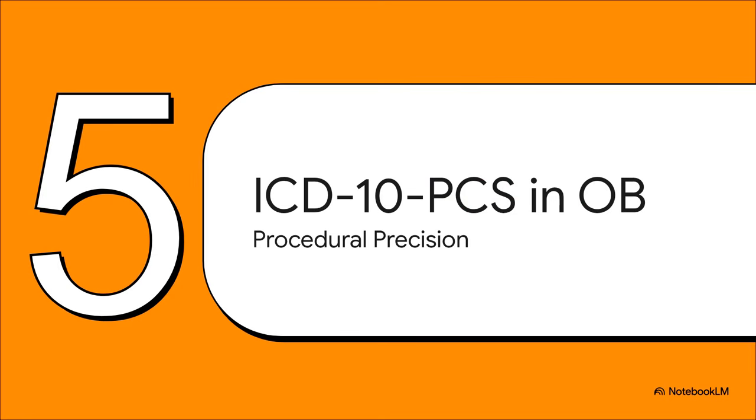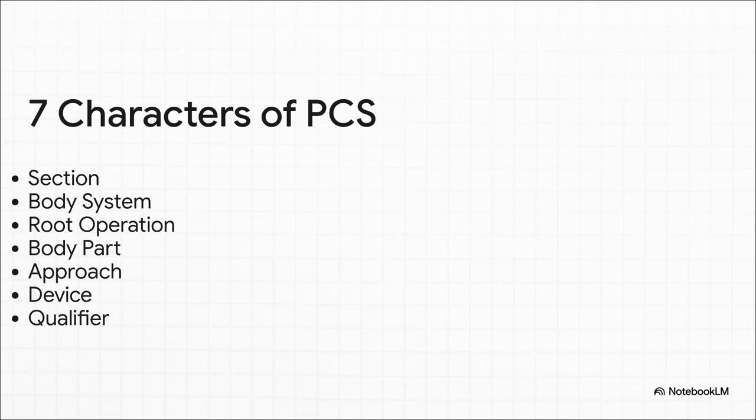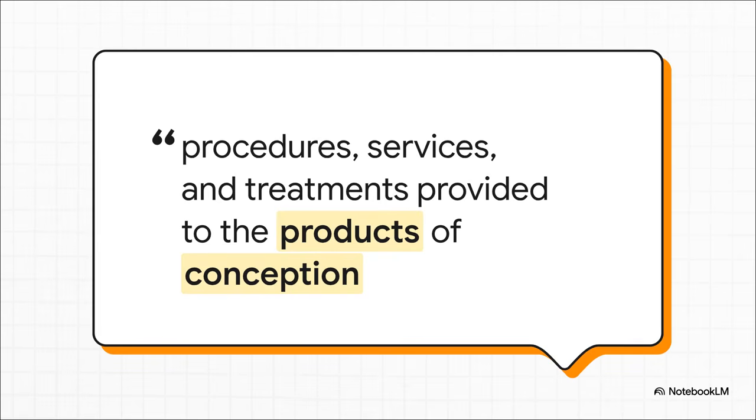Moving away from diagnoses for a moment, let's shift our focus to Part 5, procedural precision with the ICD-10 PCS system. And we'll use the unique obstetrics section as our prime example here. What's really interesting is that every single inpatient procedure code in the US is built exactly like a 7-character alphanumeric formula. It's incredibly logical. You build the code character by character: section, body system, root operation, body part, approach, device, and finally, the qualifier.